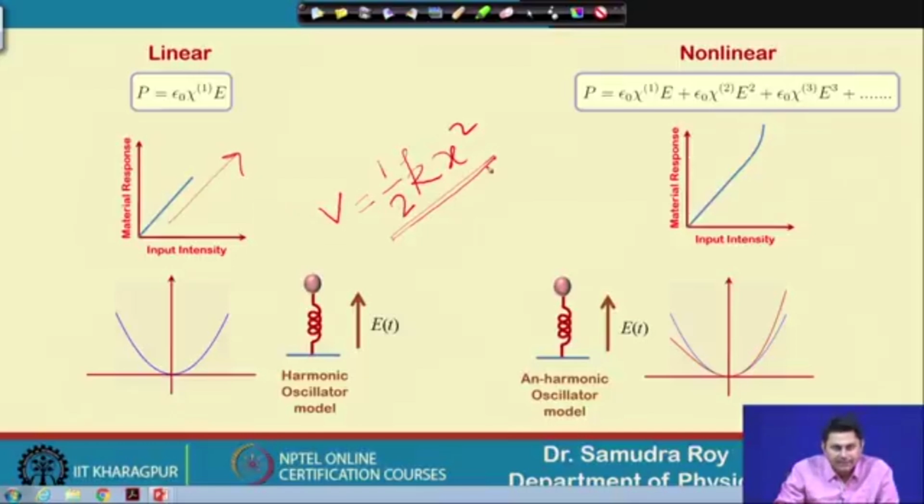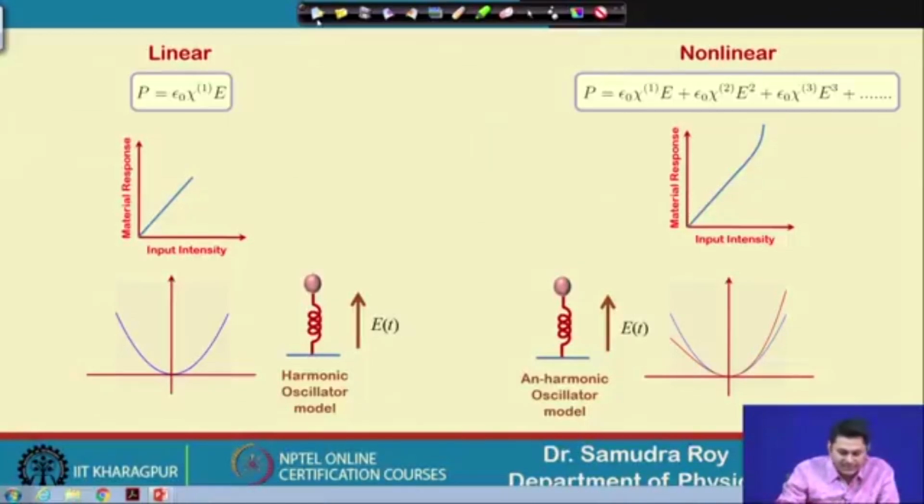Now, what happens in nonlinear optics, compared to this? If I start increasing my electric field, then the relationship between the polarization and the electric field will not remain linear anymore. That means I need to introduce the higher order term. For example, here we have already introduced the higher order term.